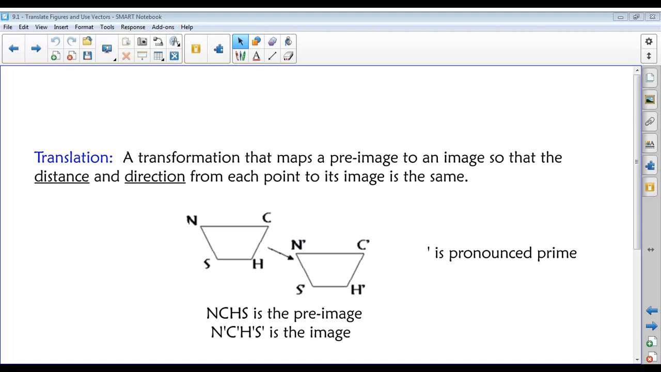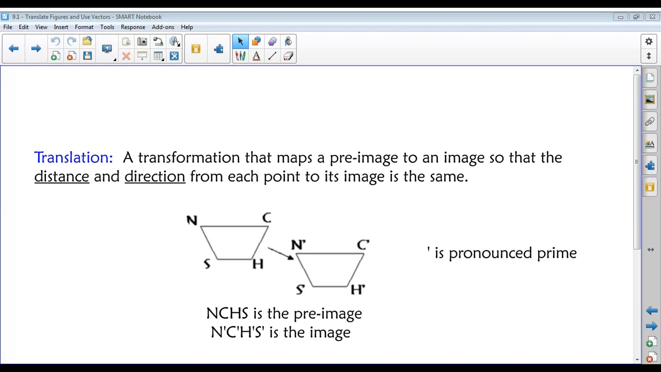So the main thing we're going to focus on today is a translation. You can think of a translation as just like a slide. Like if you were to put your hand on your desk and move it just left, right, up, down, any combination of those without turning it at all, you'd be translating your hand. So the picture here is an example of that.